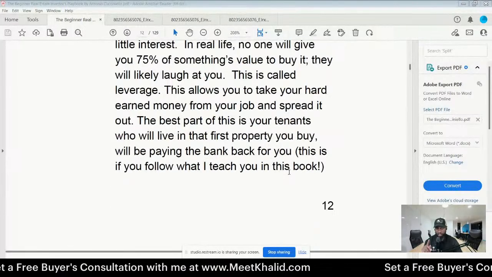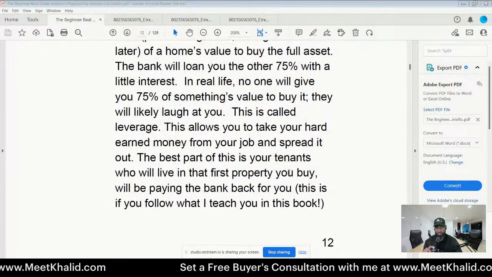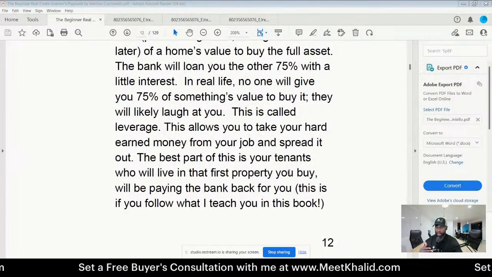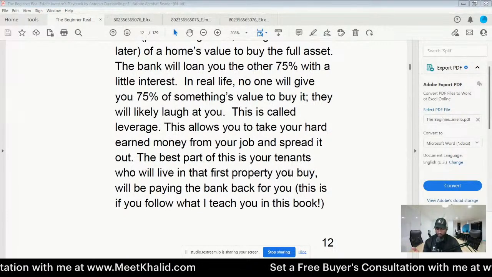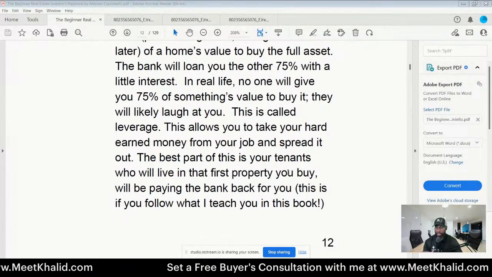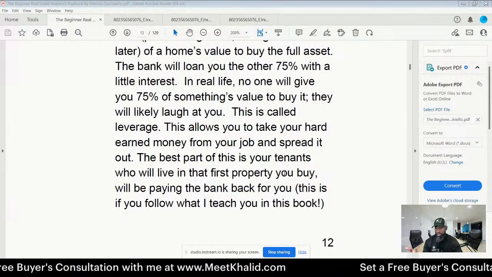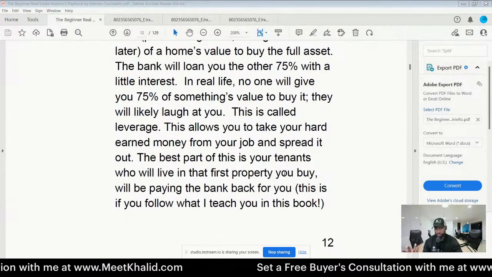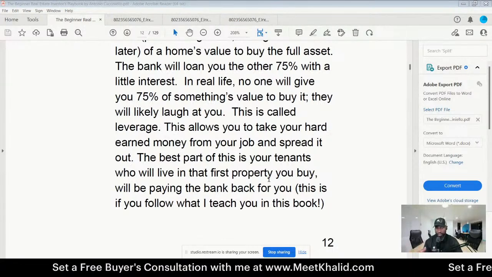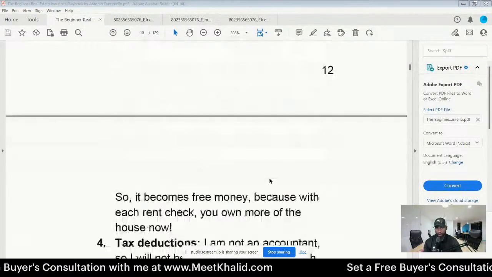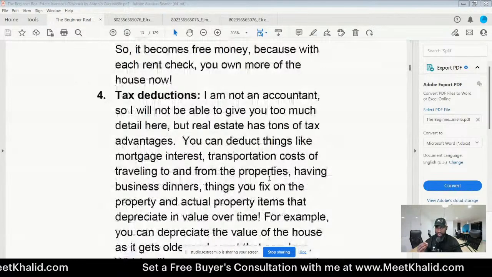Now, real estate is one of the only investments where you can buy a portion of it and control the whole thing. That's leverage. So with a house, for example, that's $100,000, you may only put down 3% or 5% or even 20%, but you'll be able to control 100% of the property. That's leverage. All right. So the next important topic is tax deductions.